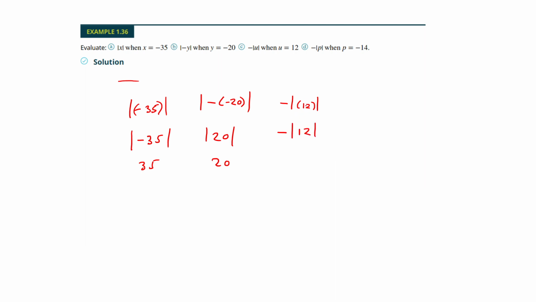Okay, so the parentheses aren't necessary, so I have this. The absolute value of 12 is 12. Okay, I subbed in here. Now, you don't have to show all these steps. I just want you to get used to subbing in with the parentheses. That doesn't change anything, so I have this. Absolute value of 14 is 14. So the absolute value of negative 14 is 14, and then the opposite of 14, negative 14.